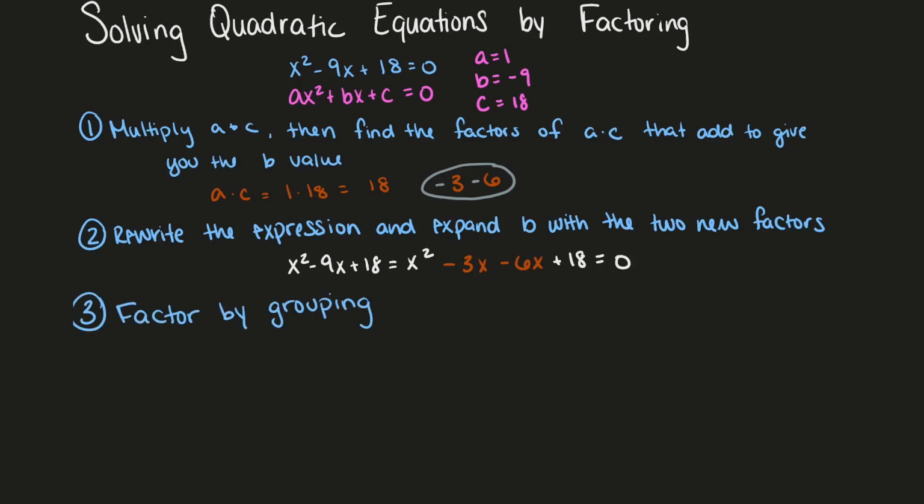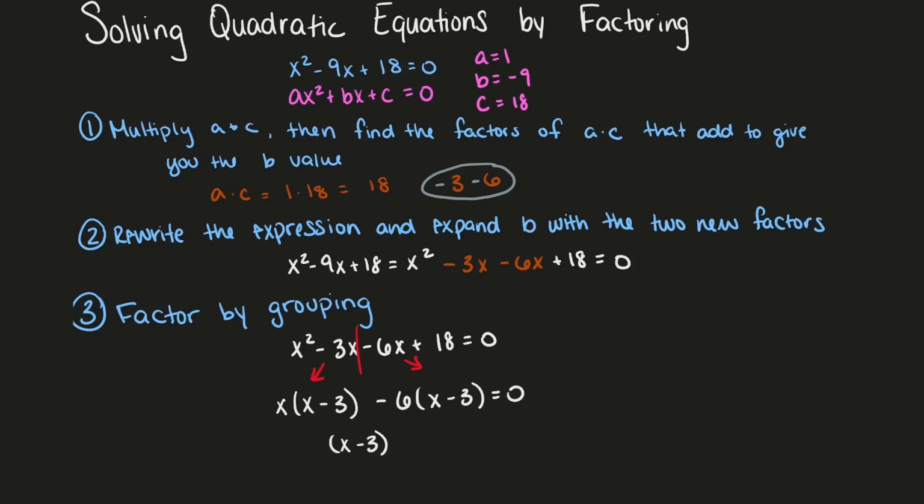When we factor by grouping, we're going to factor each half of our function individually. So our new equation is x squared minus 3x minus 6x plus 18 equals 0. So we're going to split that in half. On our left side, we're going to factor out an x from x squared minus 3x, and we're left with x minus 3. On our right side, we're going to factor out a negative 6, and we're left with x minus 3 equals 0. So our new expression becomes, when we factor out our x minus 3 term, we can pull out x minus 3, and we're left with x minus 6 equals 0.